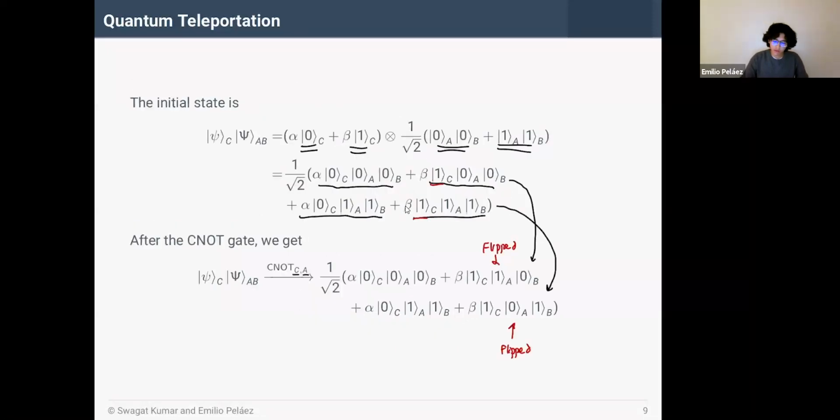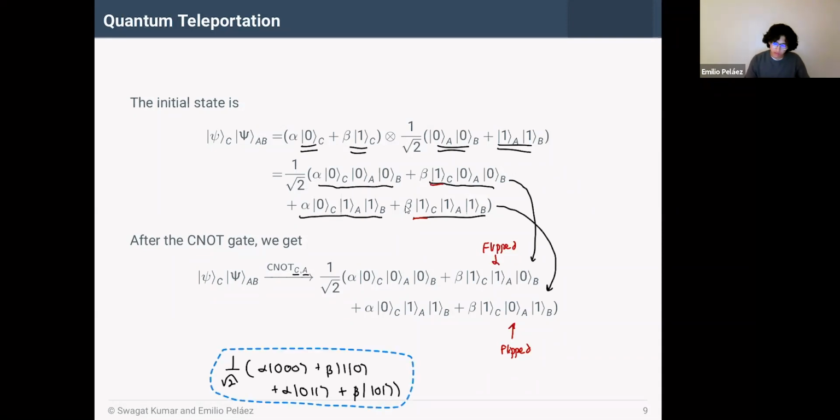Let me write this down more condensedly. Remember that we can put everything into a single ket to make it easier to work with. So this will be alpha 0, 0, 0, and this preserves the same ordering: qubit C, qubit A, qubit B. Plus beta 1, 1, 0, plus alpha 0, 1, 1, plus beta 1, 0, 1. Let me copy this.